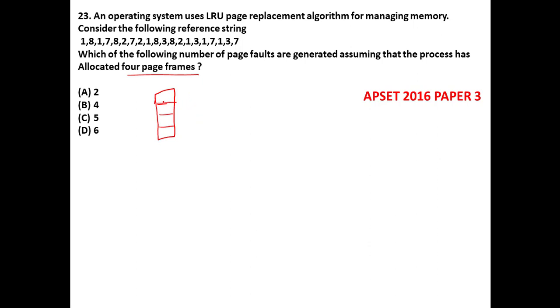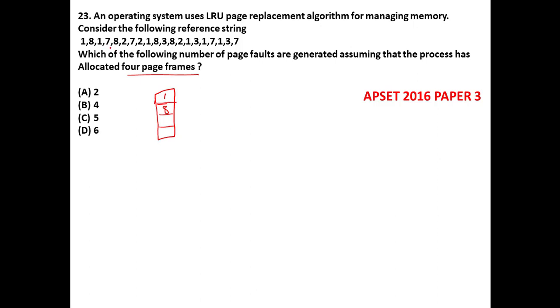Okay, so initially the 4 free page frames are there, and we have to get how many page faults. For page 1 there is no page 1 in memory, so 1 page fault will occur. Whenever the CPU refers to page 8, it is also not available, so 1 more page fault will occur. For 1, no page fault occurs because 1 is already in main memory.